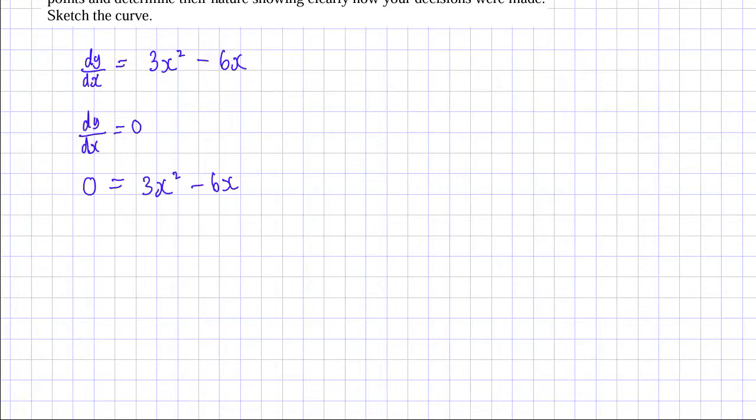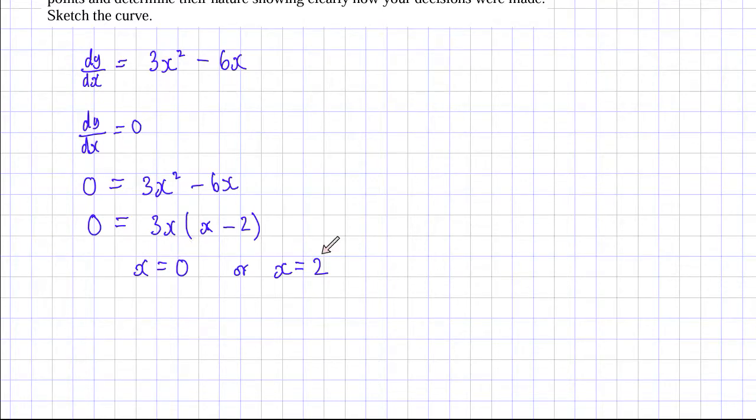Okay, so I can factorize this. So if I take 3x out here, I will have x minus 2. Okay, and this would mean either x is equal to 0 or x is equal to 2. So I have two stationary points, one at x equals 0 and the other one at x equals 2. So I need to look on the left hand side of this and the right hand side of this to find whether or not it's going to be a minimum, maximum, or a point of inflection.